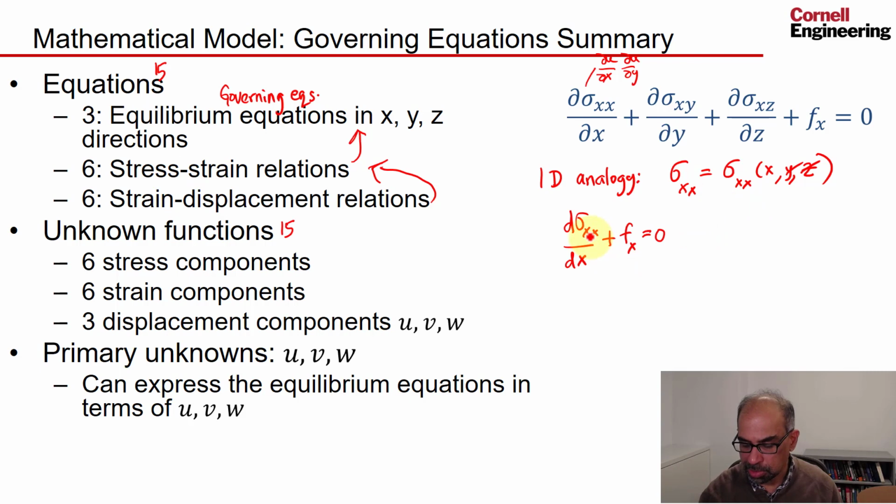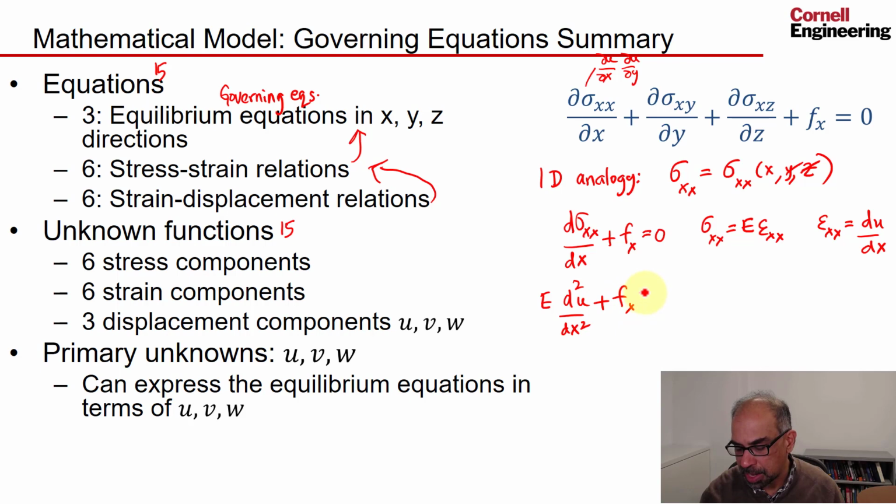And then to write this in terms of the displacement, I will bring in the stress-strain relation, which will just be sigma xx is E epsilon xx. And then to write the strain in terms of the displacement, I'll bring in the strain displacement relation, which will be epsilon xx is du/dx. So I can substitute this in here, and then that in here, and I will get E d squared u/dx squared plus f of x is equal to 0.